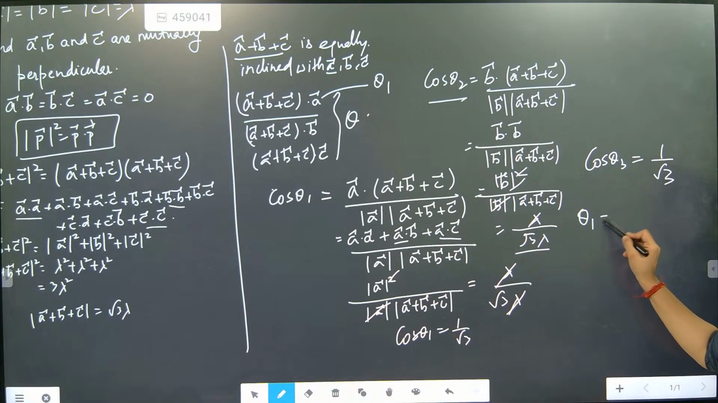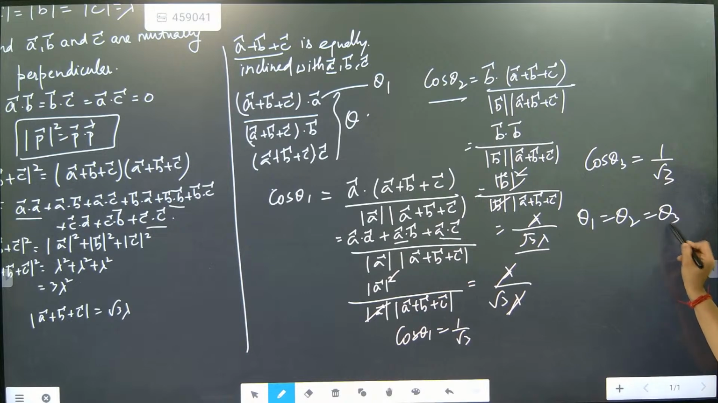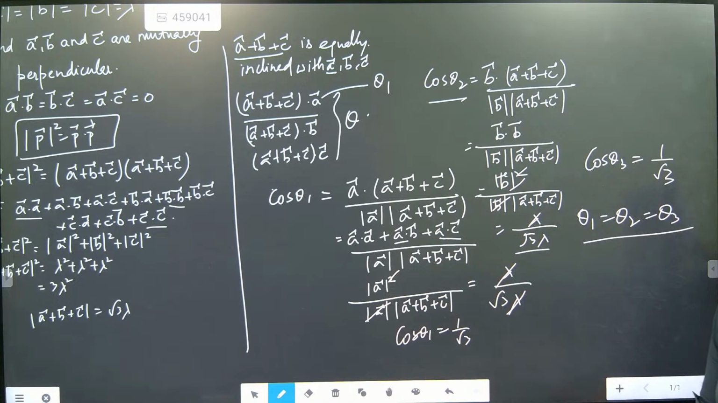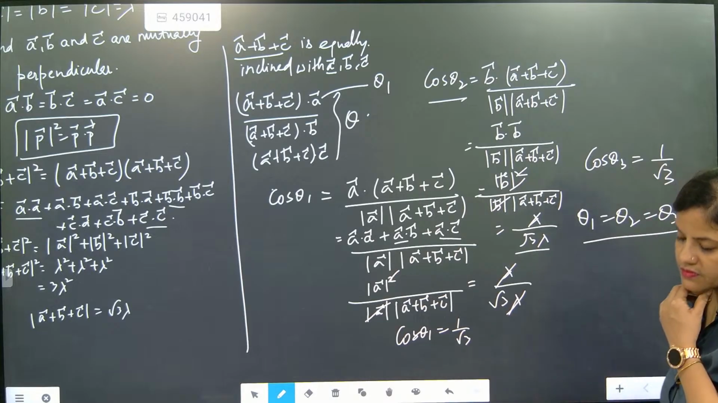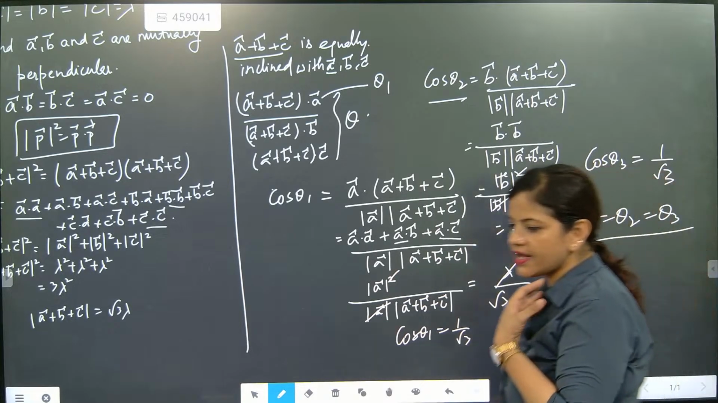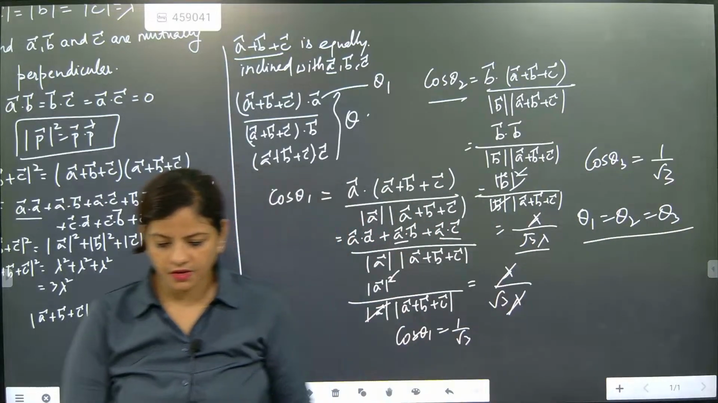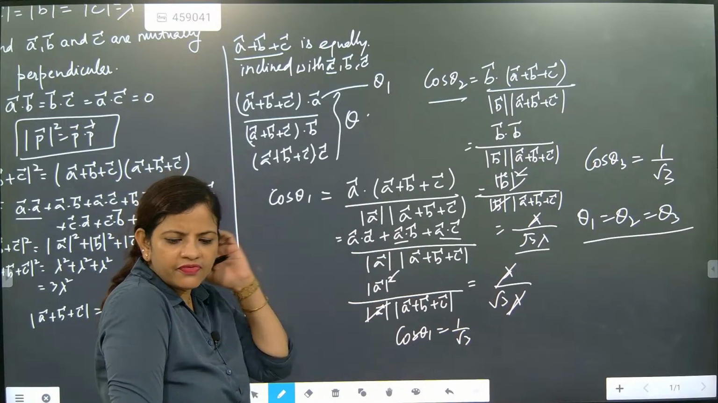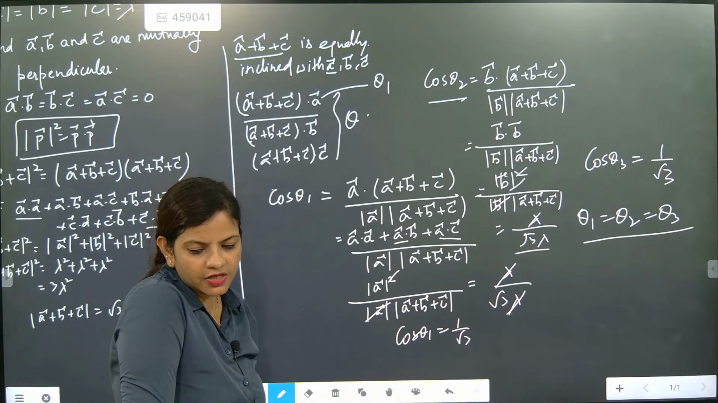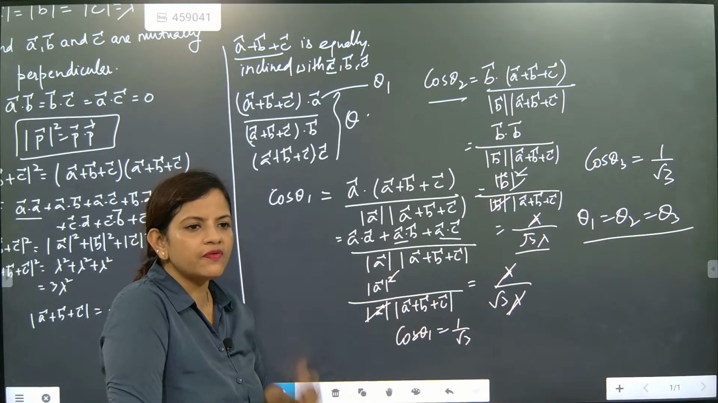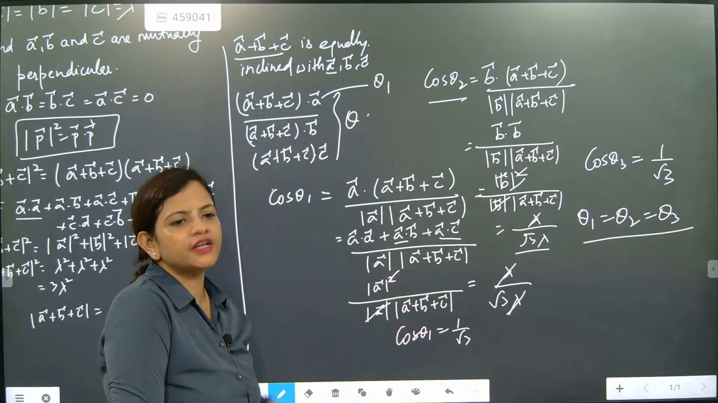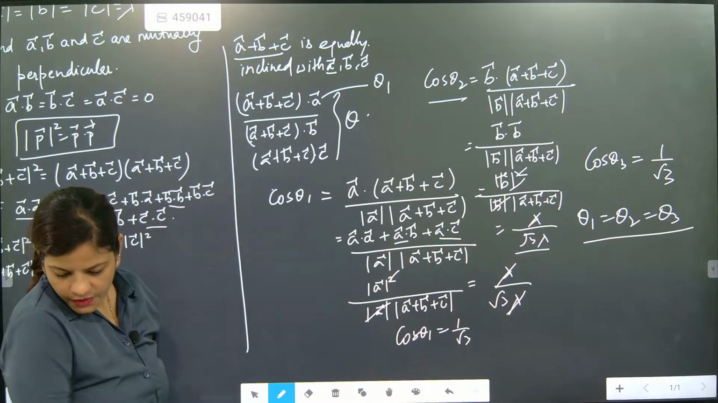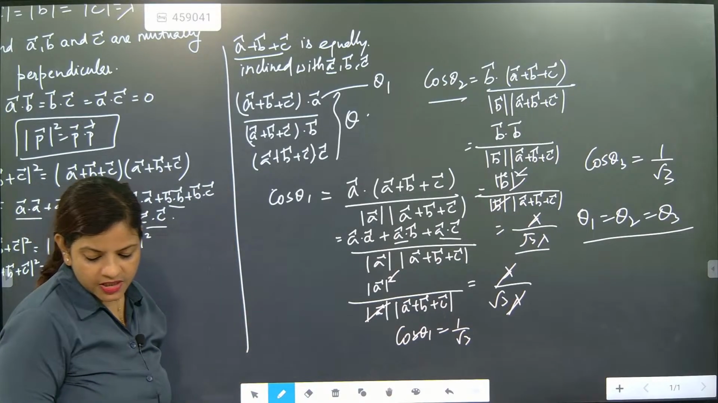So theta 1 is equal to theta 2 is equal to theta 3. Equal inclination is coming. Equally inclined. So this is exactly coming as equal inclination. They have given, we have to prove equal inclination. So what we have proved is theta 1 is equal to theta 2 is equal to theta 3. All three are exactly coming the same. If you get the last part also, you will get the same answer.